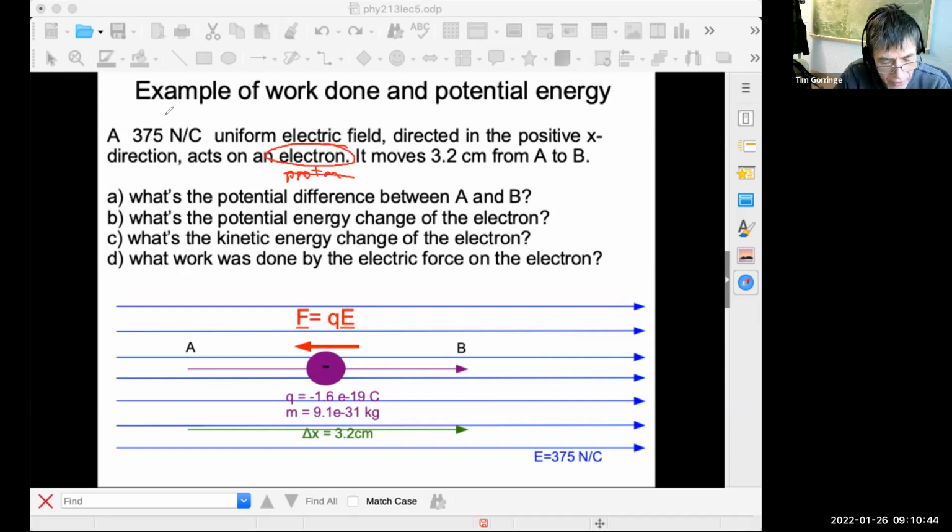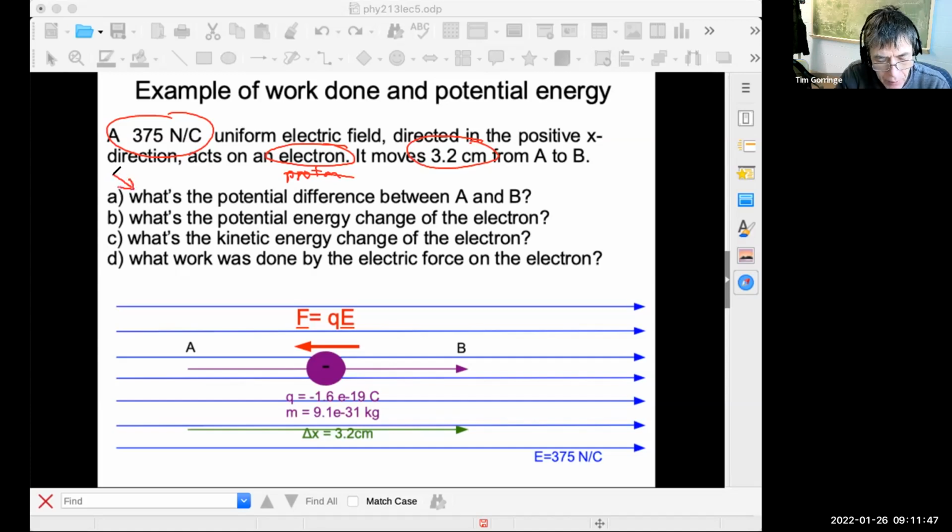It's the same field. It's the same displacement from the left to the right. It's just now we've got a charge of -1.6 times 10 to the minus 19 coulombs rather than a charge of plus 1.6 times 10 to the minus 19 coulombs moving. We've got to answer the same questions.